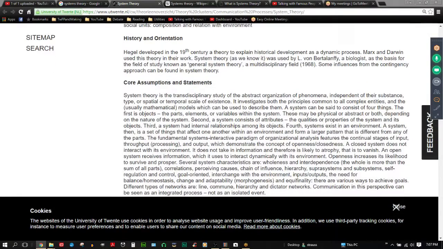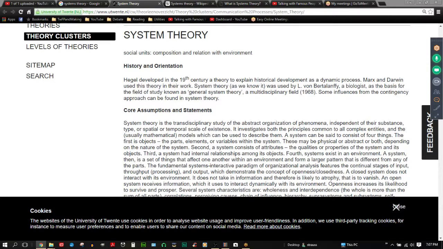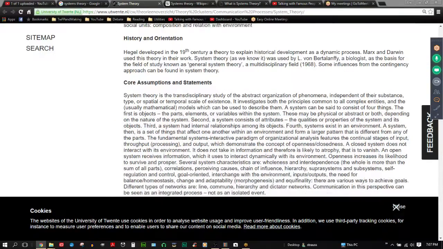So, systems theory, social units, composition and relation with the environment. Hegel developed in the 19th century a theory to explain historical development as a dynamic process. Marx and Darwin used this theory in their work. Systems theory, as we know it, was used by L. von Bertalanffy, a biologist, as the basis for the field of study known as general systems theory, a multidisciplinary field, in 1968. Some influences from the contingency approach can be found in systems theory.